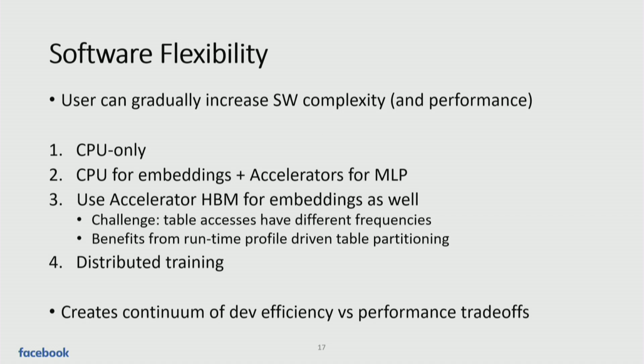As a next step, when the user of the system wants to use more sophisticated features, they can use accelerator high bandwidth memory for embedding as well. And then, because, as we mentioned, the system has a capability to scale out, the next step would be all-out distributed training. So the system is flexible in a way that it creates a continuum of developer efficiency versus performance trade-offs and allows the user to exploit them. Of course, the more sophisticated you become, the higher performance you will get.